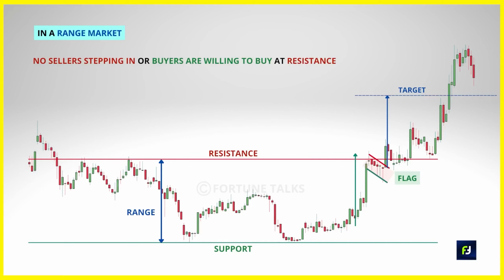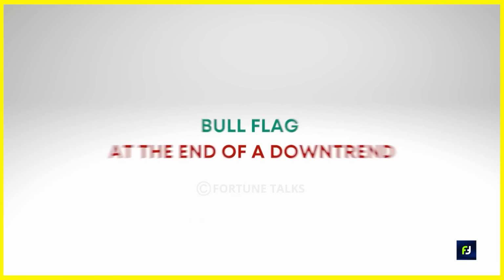So how do you identify such an opportunity? Primarily, you have to identify a market which is in range. Then you have to wait for a flag pattern to form near the resistance level in the form of a build up. Now as always, you can trade the break above the build up or wait for the market to close above the resistance level. There is no change in the entry, stop loss and target criteria for this case also.